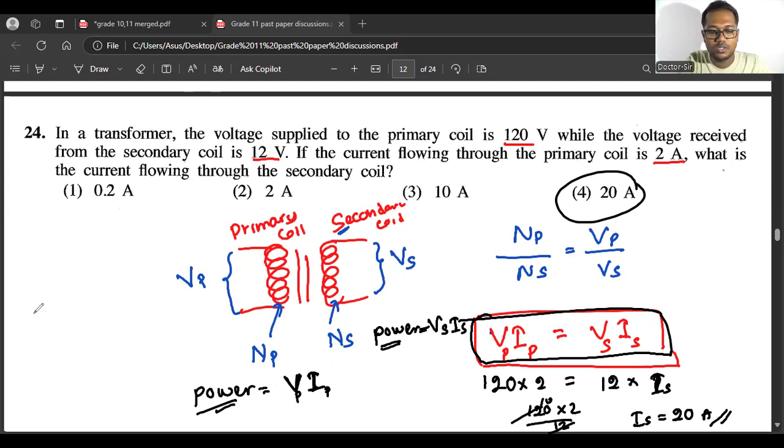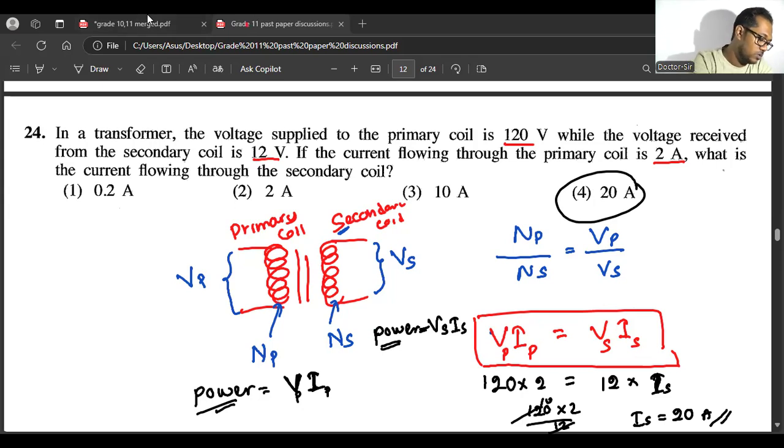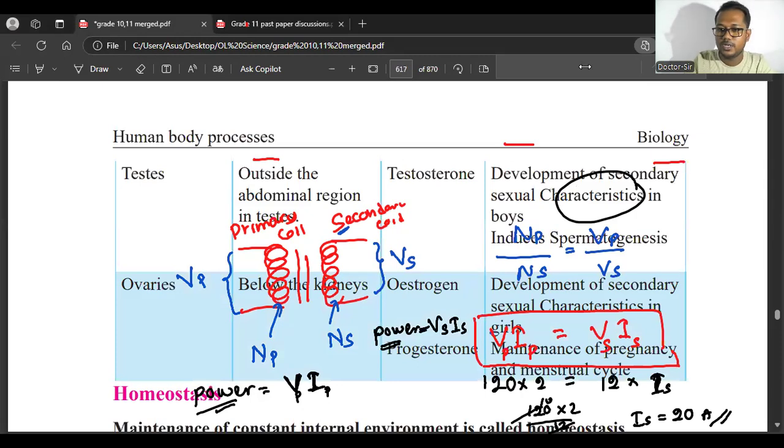Now I will move on to the next question. How many of you got this correct answer? It's superb, right? If you want, you can go through your textbook notes as well. I will show the part in your textbook.